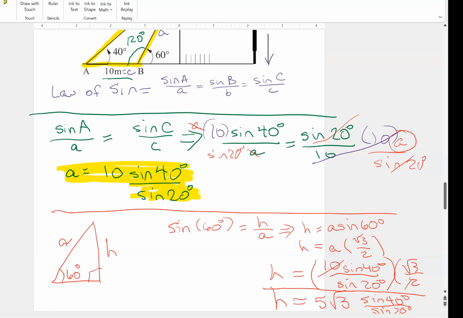Now with a calculator, so this is the answer without a calculator. With a calculator, I have an answer here. 16.276 degrees.